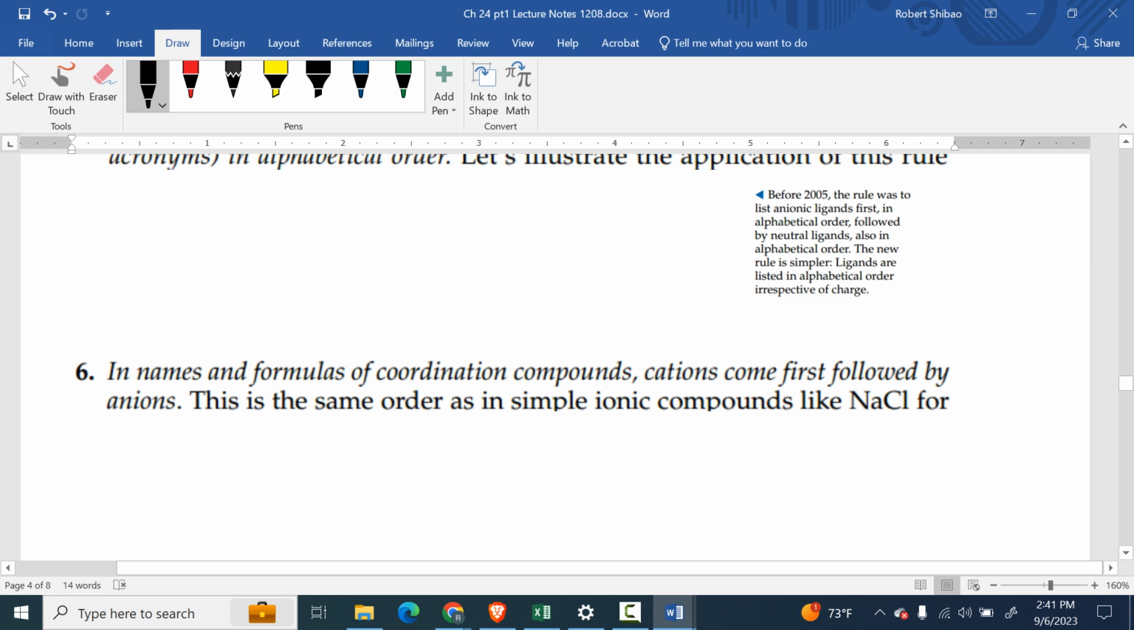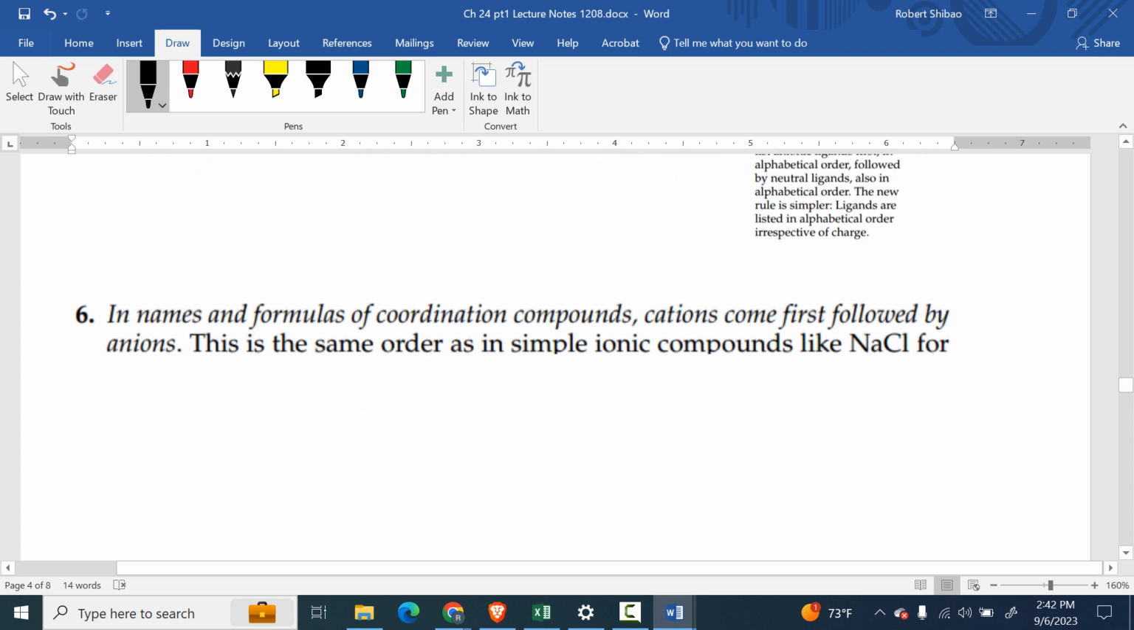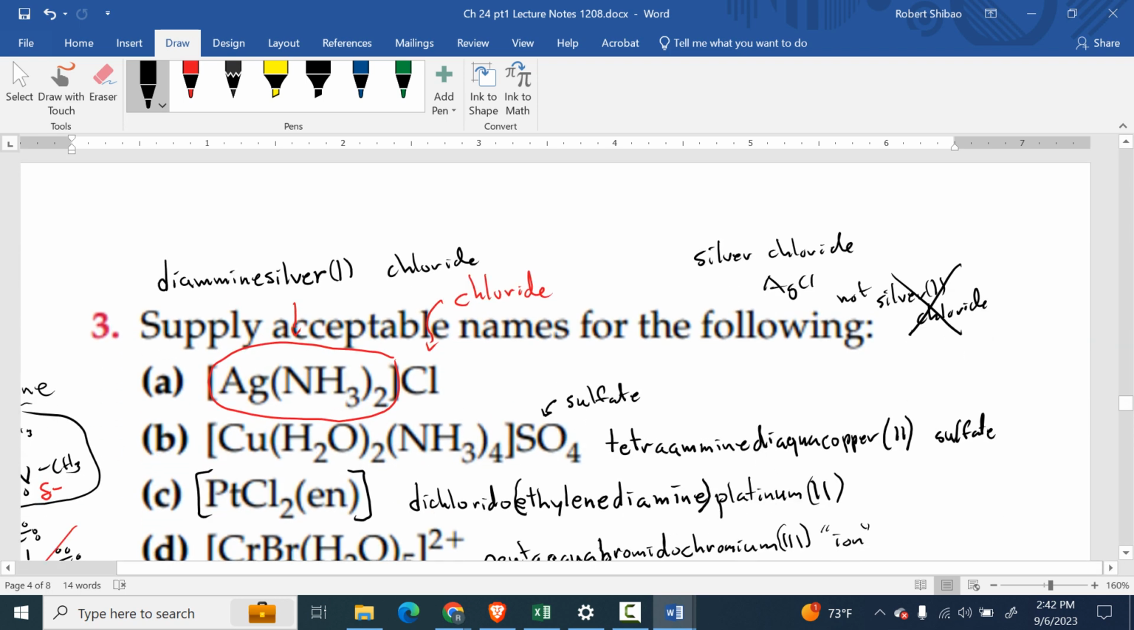In names and formulas of coordination compounds, cations come first, and then anions. It's like sodium chloride. Cations always come first. Before 2005, there was a rule that anion ligands come first, followed by neutral ligands. And so before 2005, it's not all alphabetical. After 2005, it's strictly alphabetical. And it's going to be alphabetical based on the name, not alphabetical based on the formula. If we do alphabetical based on the formula, then it gets difficult because if you have something like ethylene diamine tetraacetato, which element do you pick? Carbon, hydrogen, oxygen, nitrogen, which one? And so we don't do that, at least not anymore.